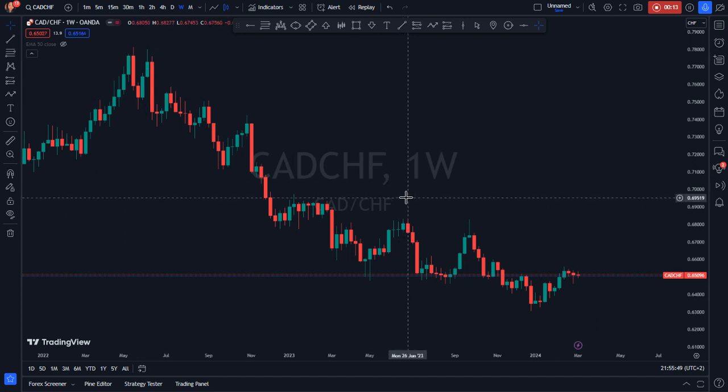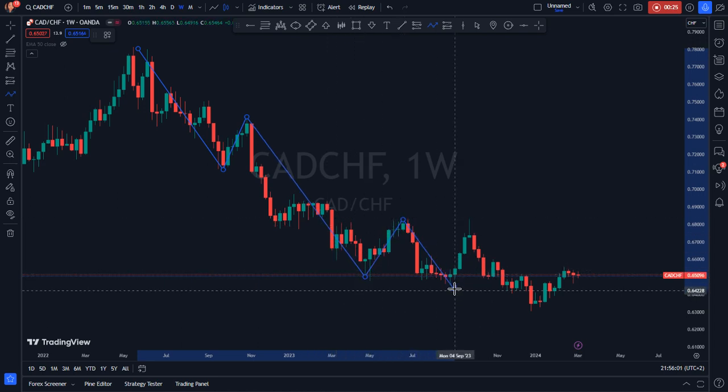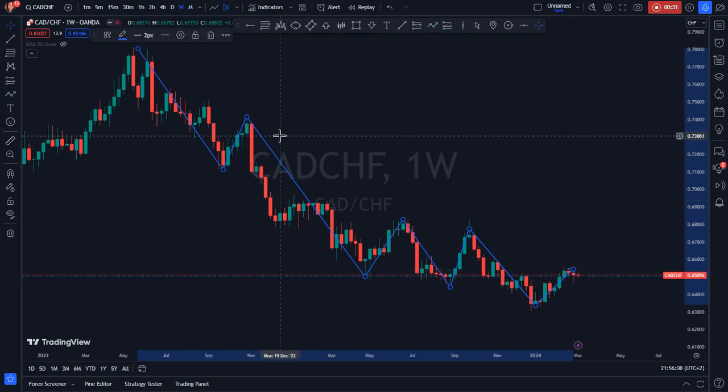We all can see that this is a downtrend structure, which means it will be formed by lower lows, lower highs, lower lows, lower highs, lower lows, lower highs, lower lows, lower highs, and then currently the market is in a lower high. So what do we do?